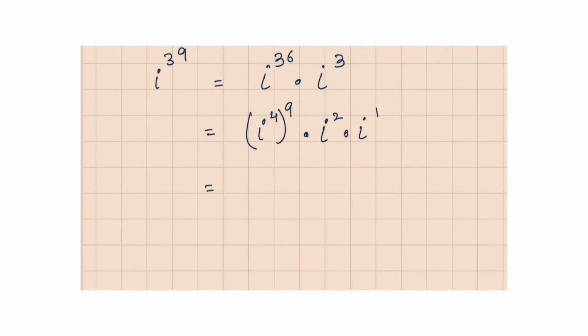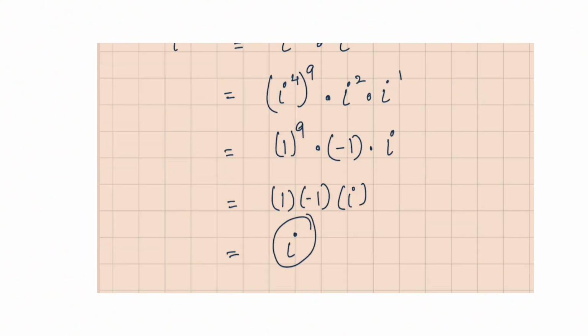i to the power of 4 is 1, 1 raised to the power of 9. i squared is -1. And i would be just i. So this will give you 1 times -1 times i, or -i as your final answer.